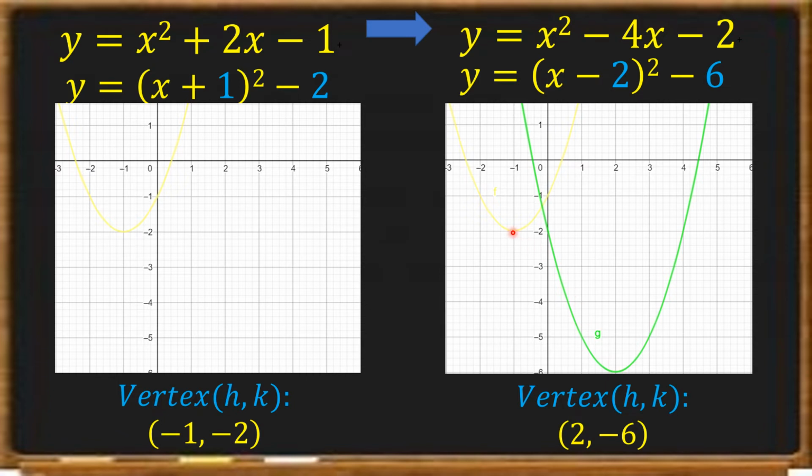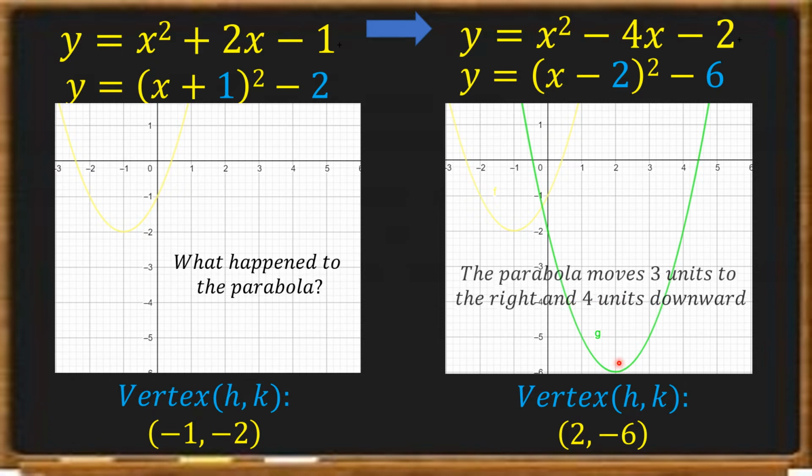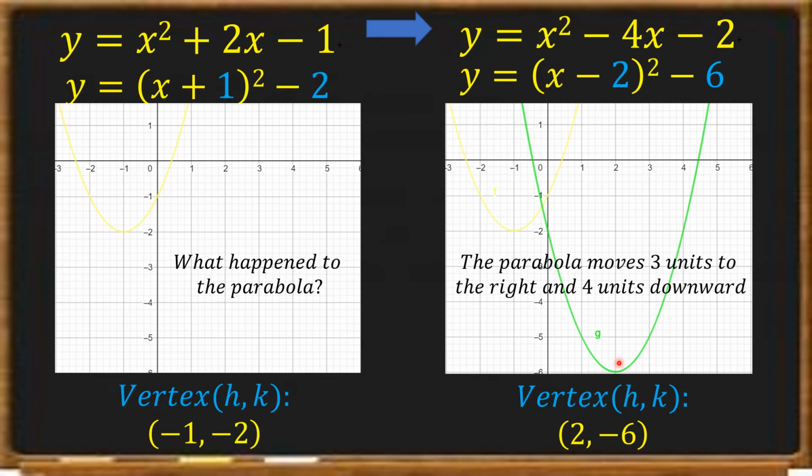So from this vertex of the yellow parabola, it moves 1, 2, 3. So 3 units to the right and 1, 2, 3, 4, so up to this end, the vertex of the second parabola, which is the green. So what is the movement? 4 units downward. Again, 3 units to the right, and 4 units downward. So what happened to the parabola? The parabola moves 3 units to the right and 4 units downward.